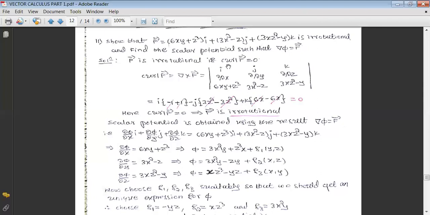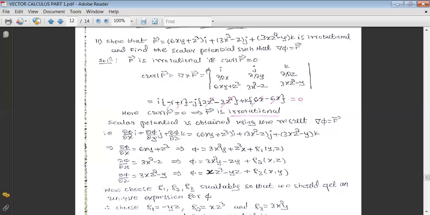Therefore, a vector is irrotational when its curl is 0. First, let us consider curl of the given vector, that is curl of f bar, given by del cross f bar. It is determinant i, j, k; dou by dou x, dou by dou y, dou by dou z; and the first component 6xy plus z cube. The second component is 3x square minus z, and the third component is 3xz square minus y. Now, if you expand this, for i, differentiating the third component partially with respect to y, I will get minus 1, minus, if you differentiate the second component partially with respect to z, you get minus 1, minus of minus becomes plus 1, then it is minus j.